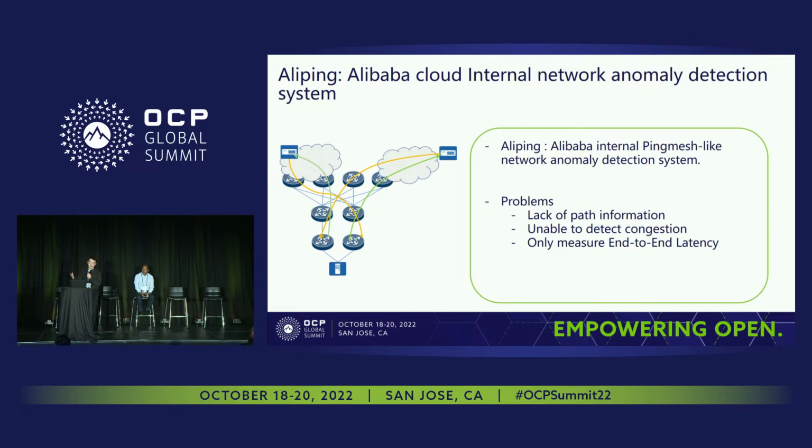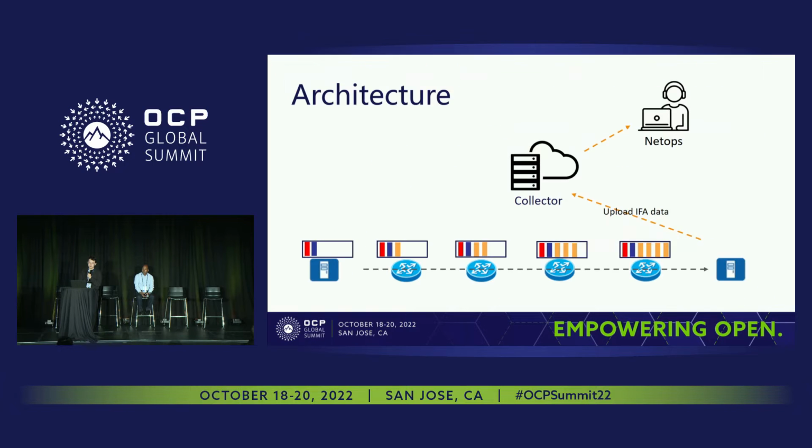So we think IFA can solve all the limitations, so we started to integrate IFA with Alipin. Let's talk a little about the architecture and the mechanism behind the scenes. It's basically a ping process: one server pings another server.